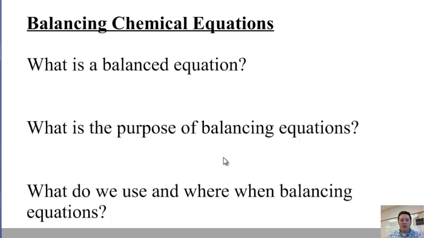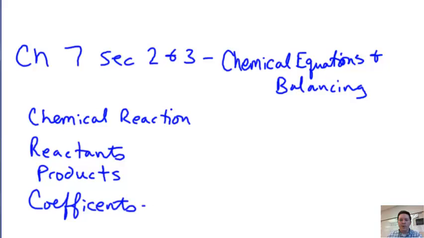So just to answer the purpose question before we get started, the purpose of balancing equations is to ultimately show the conservation of mass when a reaction is taking place. So we do this in the most simplest form through a chemical equation.